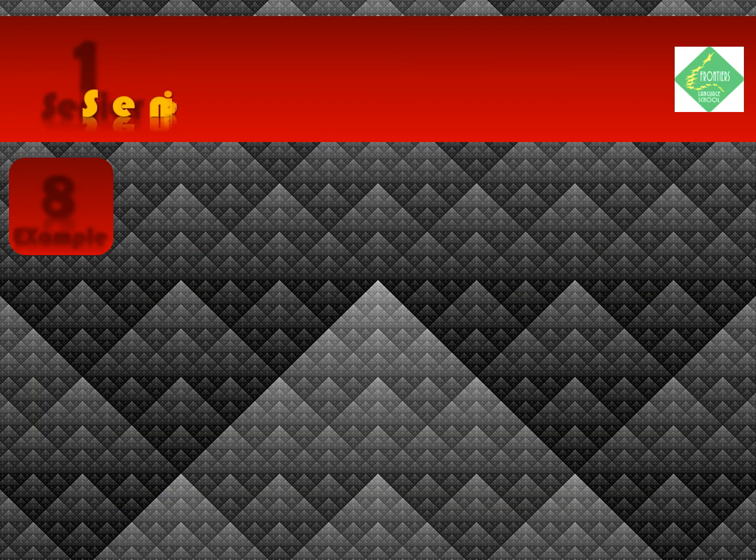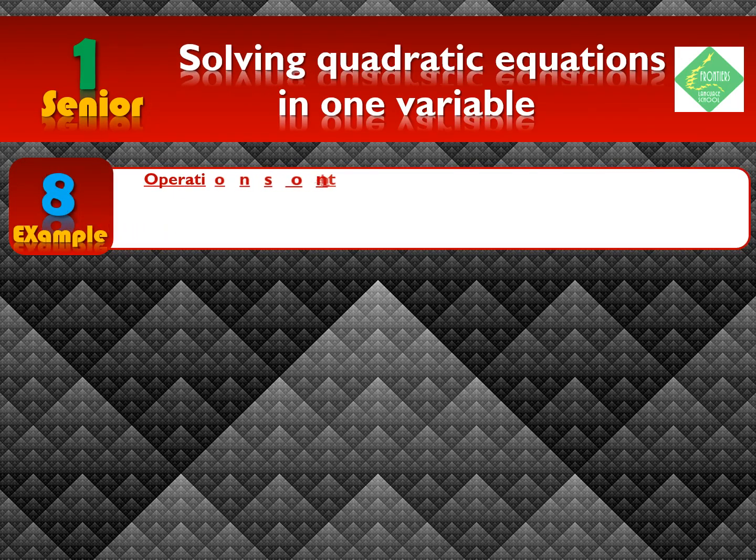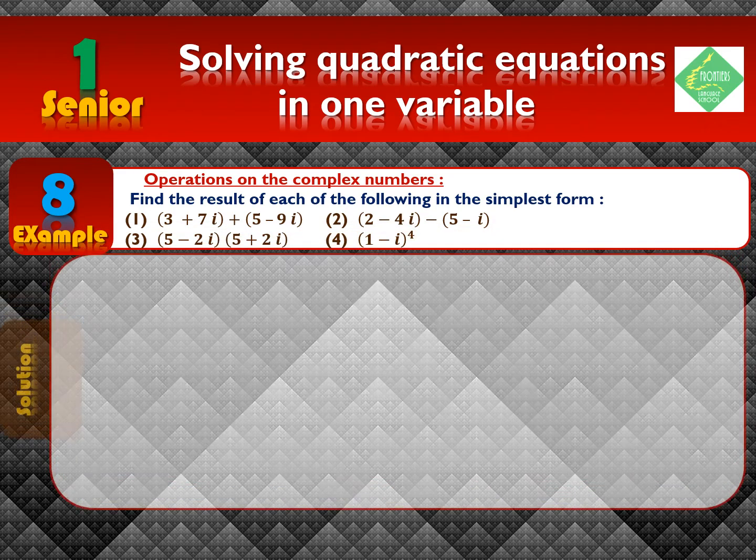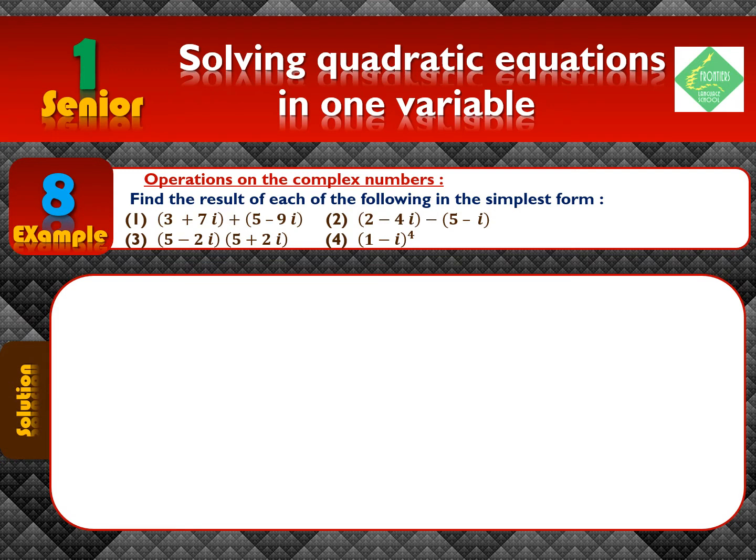Example 8. Operation in the complex number. As we talked about the equality of complex numbers, you take real equal real and imaginary equal imaginary. So what about operations? Also real with real and imaginary with imaginary. As I see in number 1, 3 plus 7i plus 5 minus 9i.